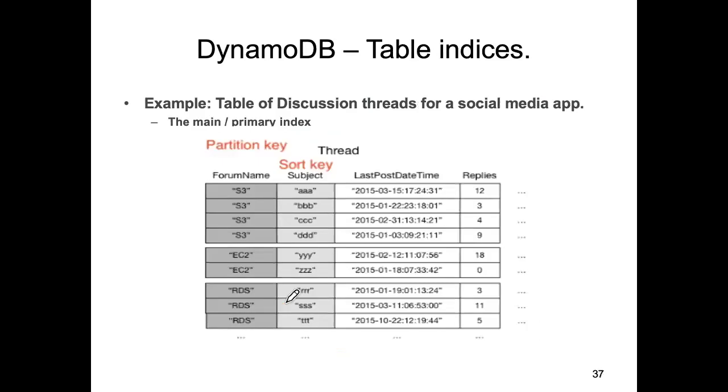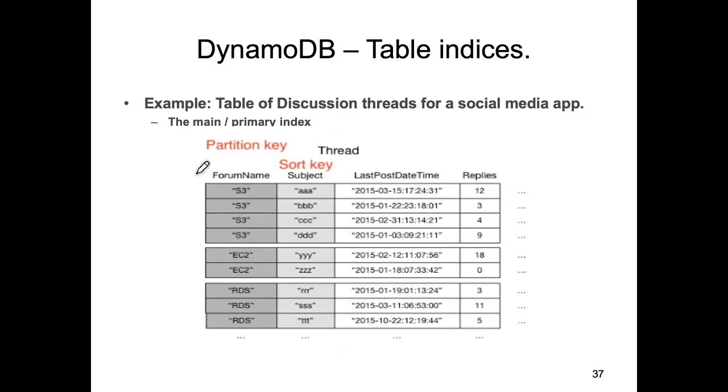Just an example, and I've literally taken this straight out of the DynamoDB online documentation, so you may come across it if you Google around this. But supposing we've got a table that contains discussion threads. And so here's an example of maybe some items in this table.